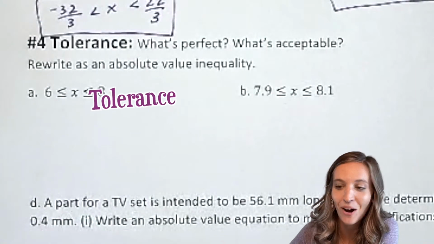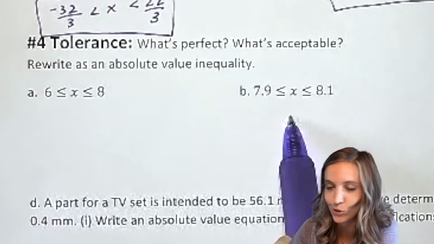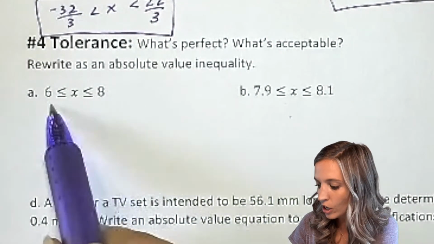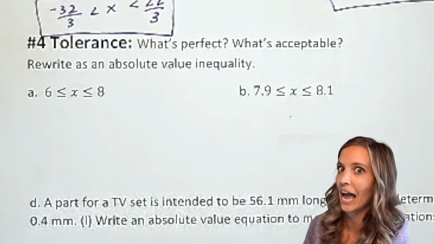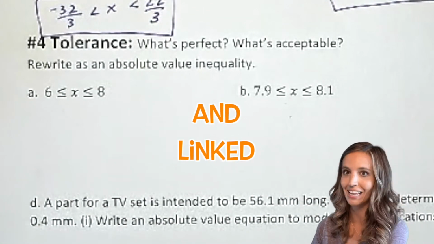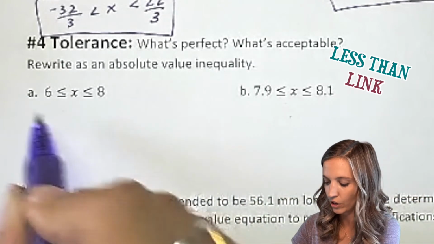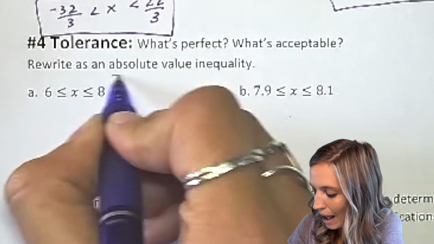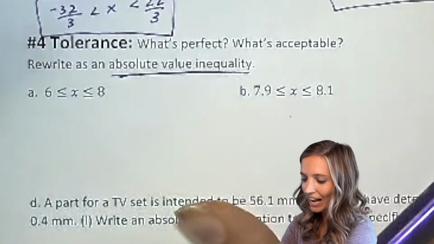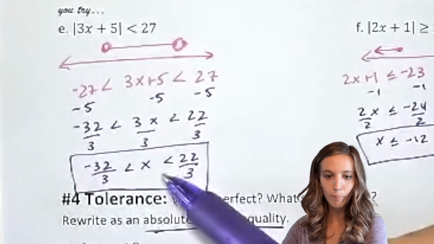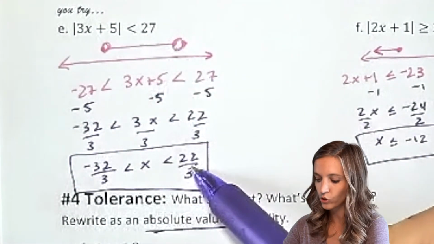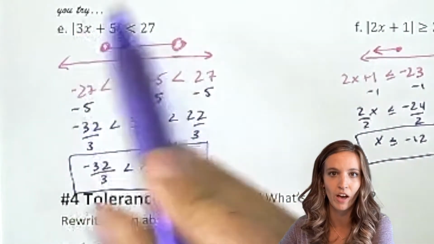Number 4 is about tolerance. So we have these inequality solutions sitting here already for us. Now look, they're linked statements, so those must be and statements. So they're less thans, which I can kind of see as I look through them. So we're gonna rewrite these as absolute value inequalities. So it's actually kind of what we did up here, but in reverse. So we're starting with the solution and we want to work back to the absolute value inequality.